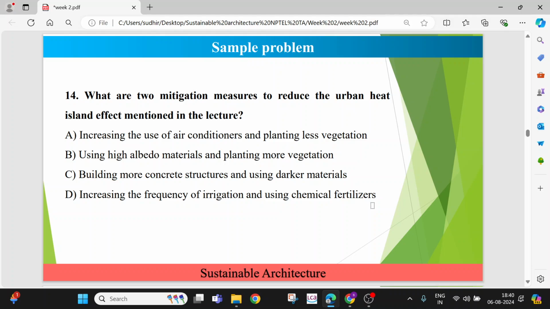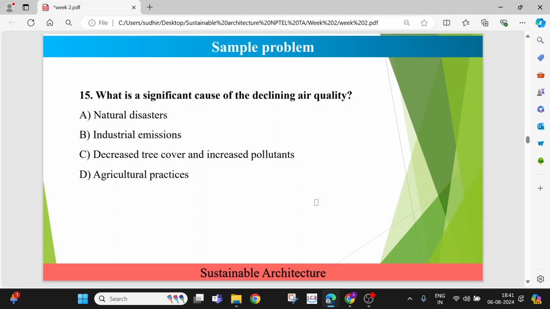So I think this explanation is also clear to all of you. So we can move to question number 15. Yes, sir. Okay, then question number 15 is there. This is question number 15. What is a significant cause of declining air quality? Option C, sir. Option C.